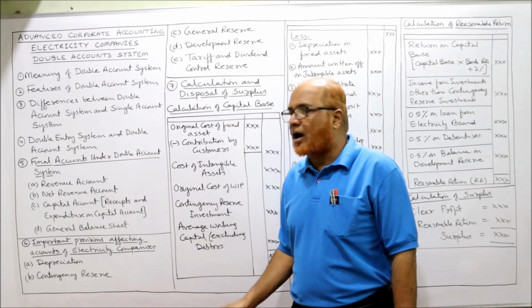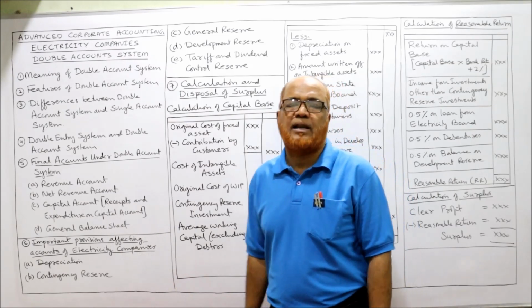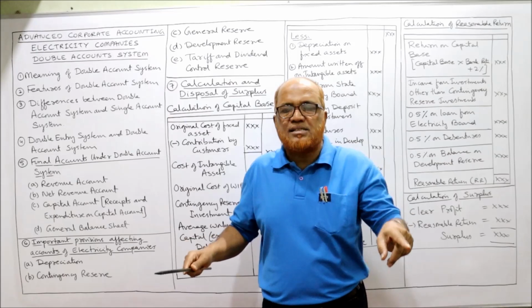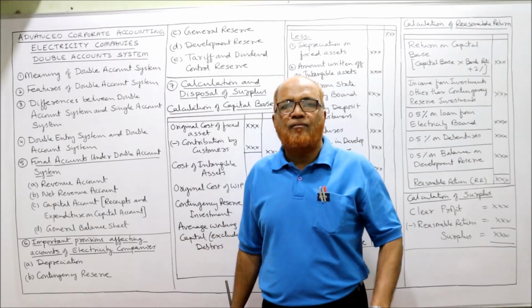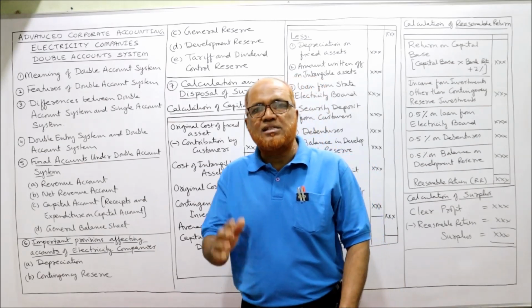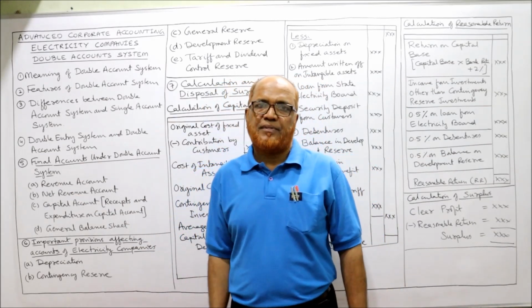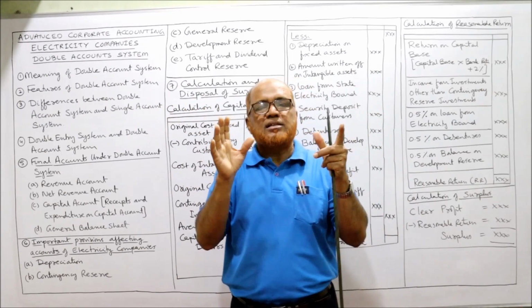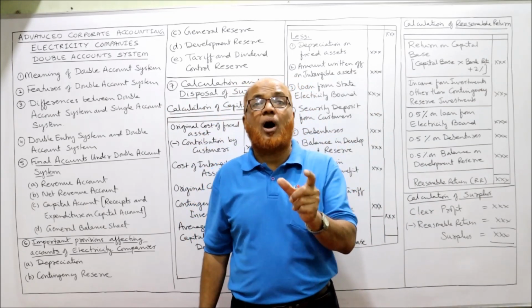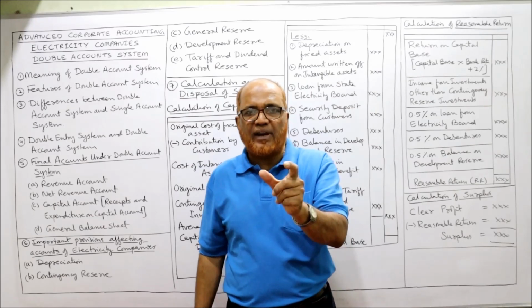Now capital account, receipts and expenditure on capital account. This is the first balance sheet. In this receipts and expenditure on capital account, we take all expenditure on the debit side and receipts on the credit side. We'll make an account. Actually, it's a balance sheet, but it is in the format of an account.